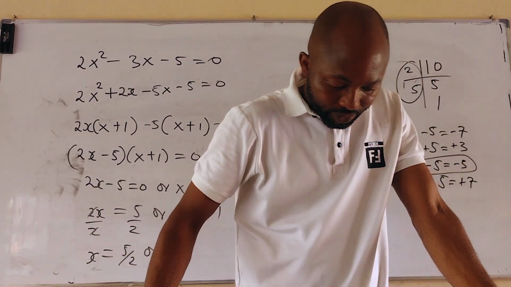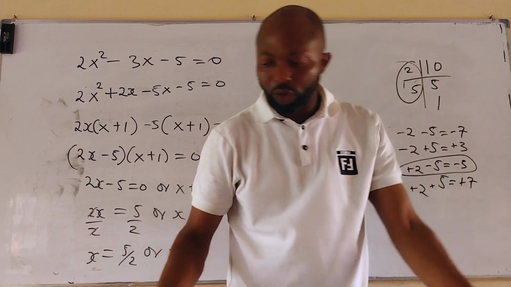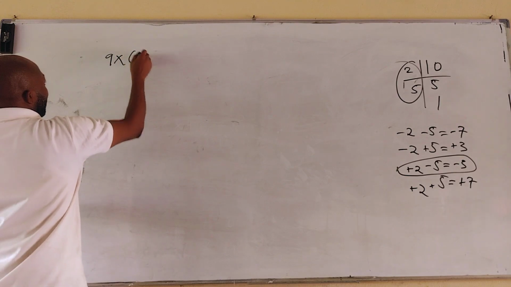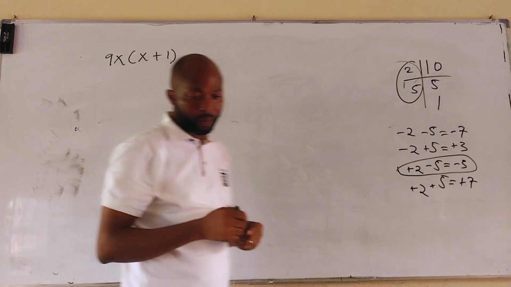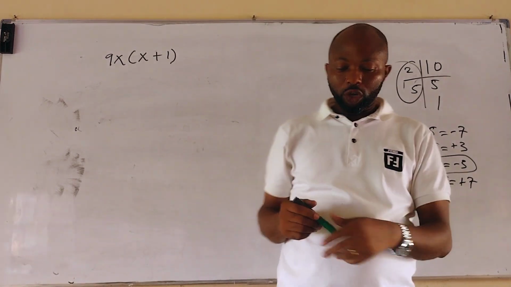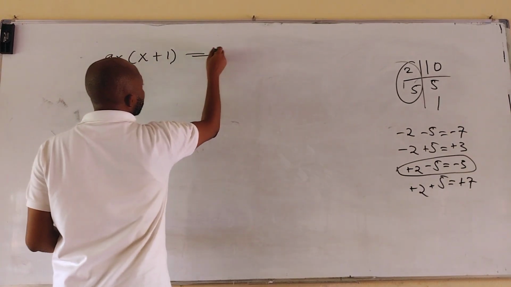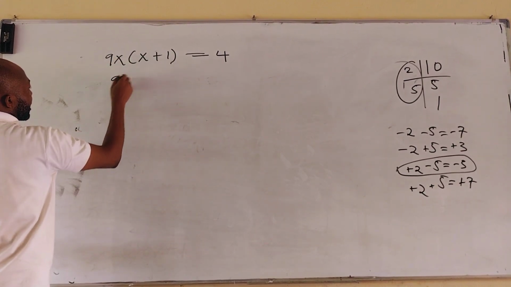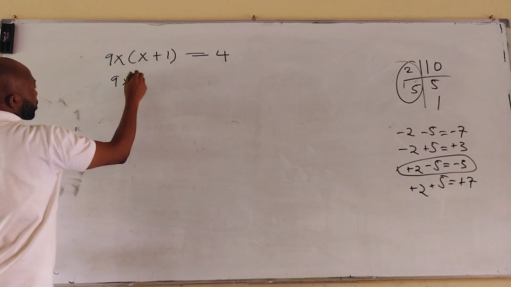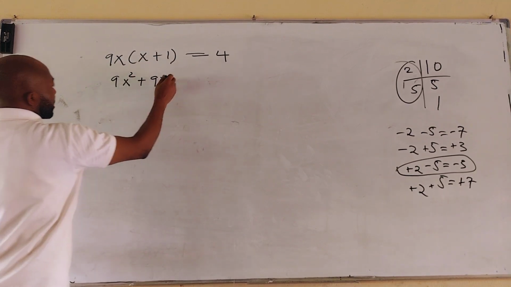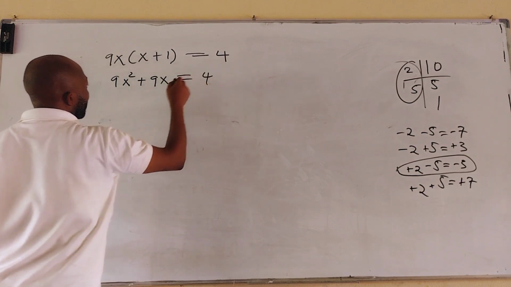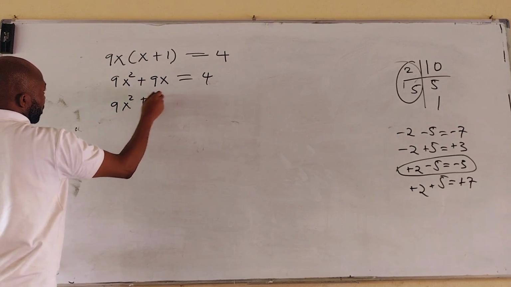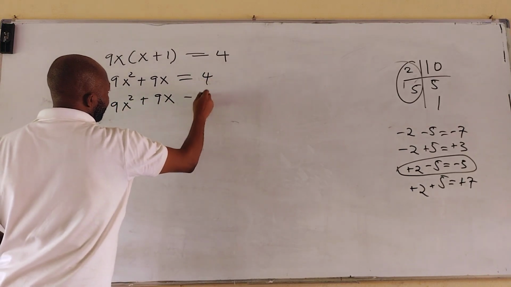So let's take this: 9x open bracket x plus 1 equals 4. I expand in order to get what I want. 9x times x is 9x squared, 9x times plus 1 is plus 9x. This is equal to 4. I'll bring it inside, so I have 9x squared plus 9x minus 4 is equal to 0.